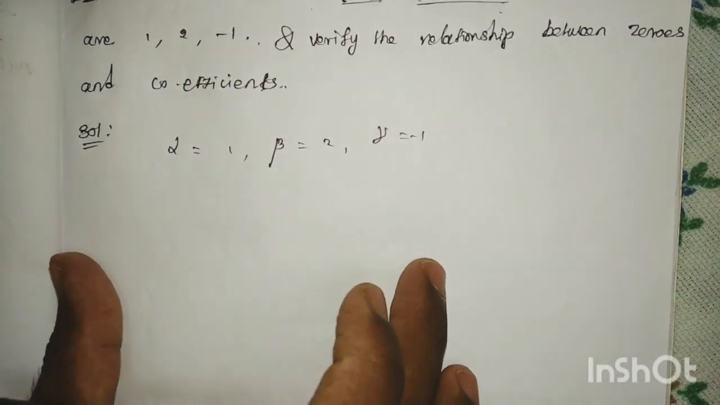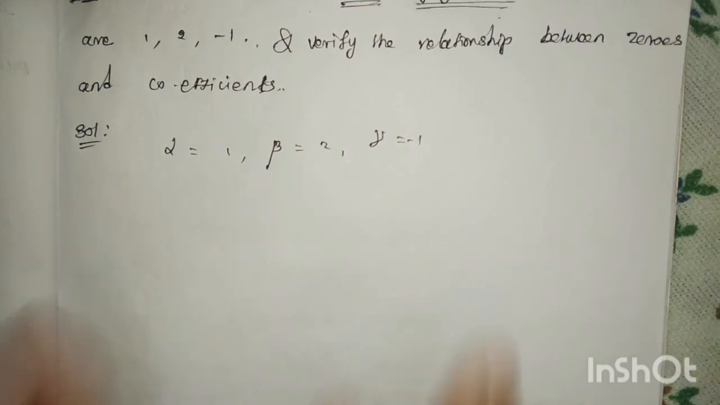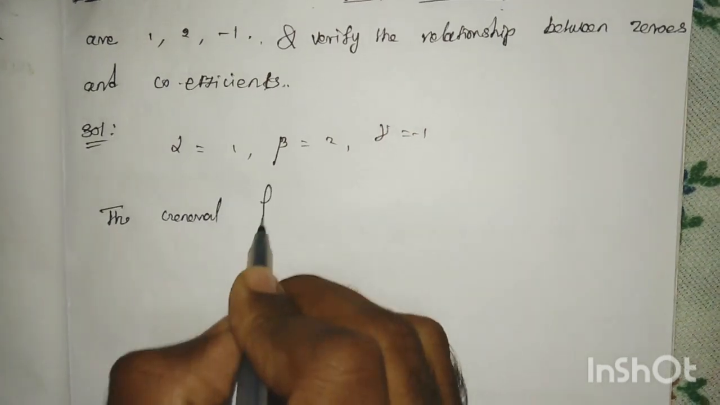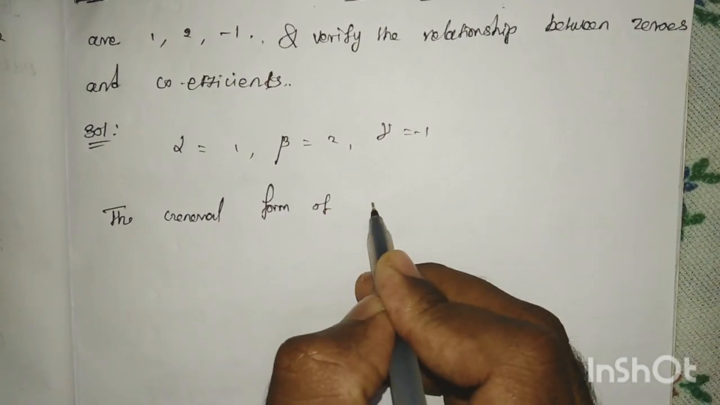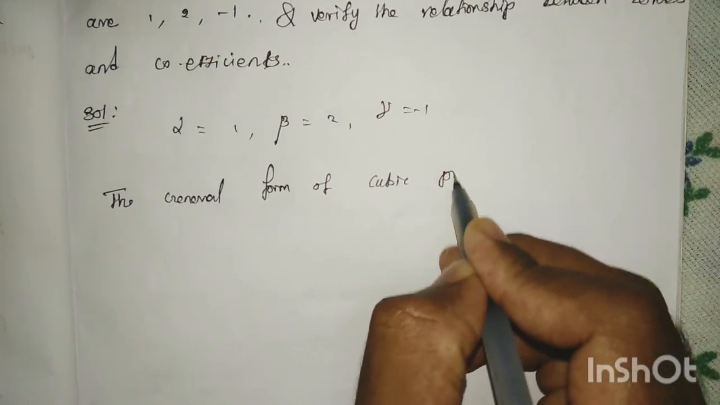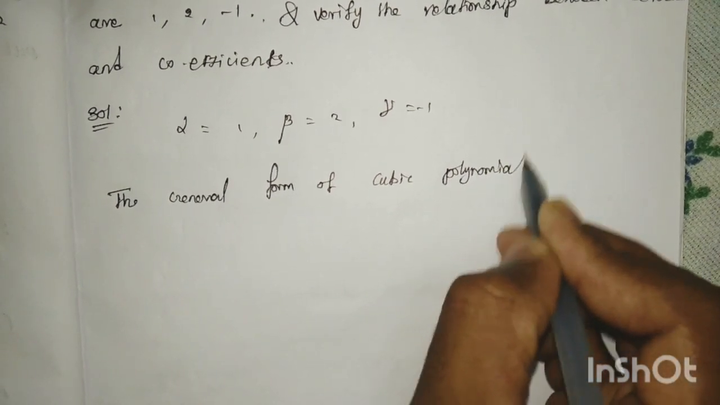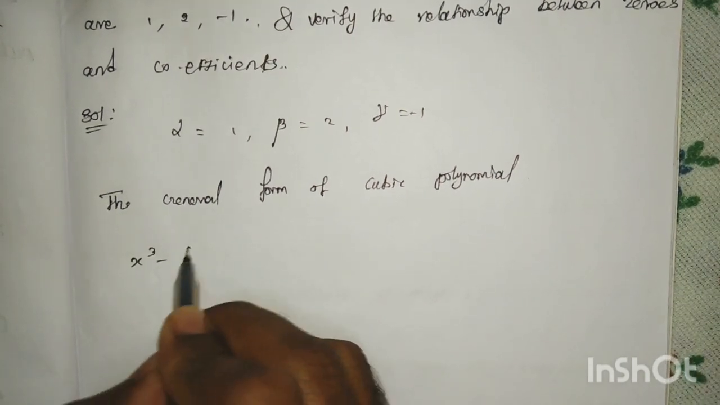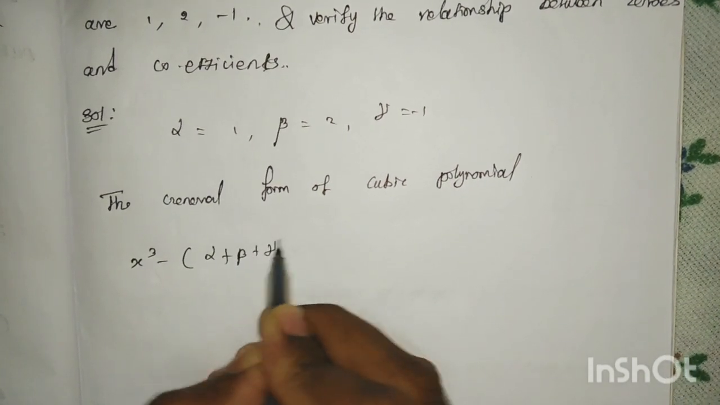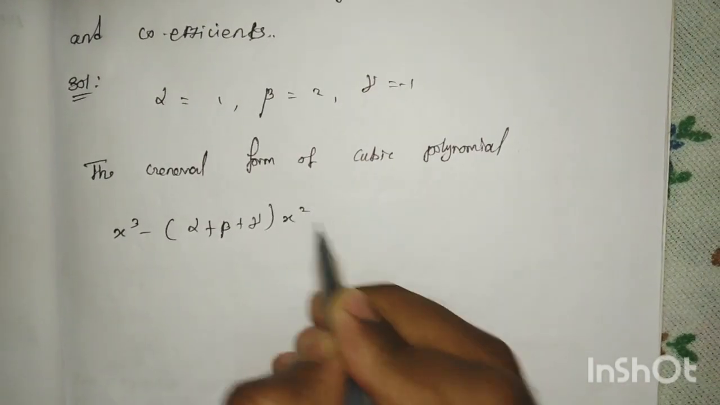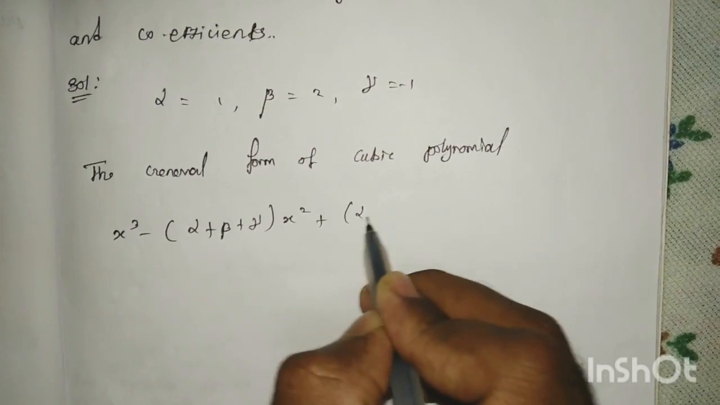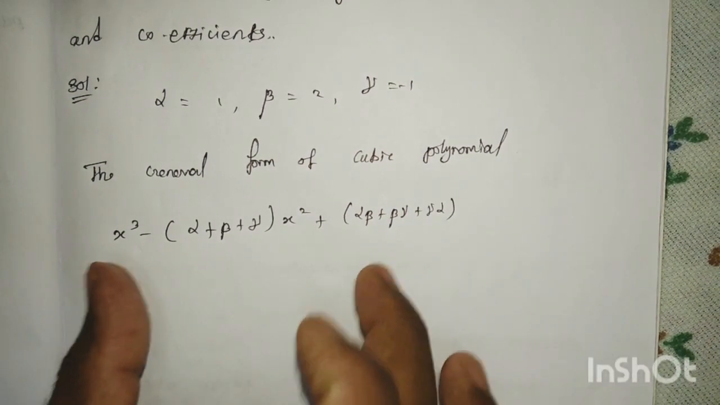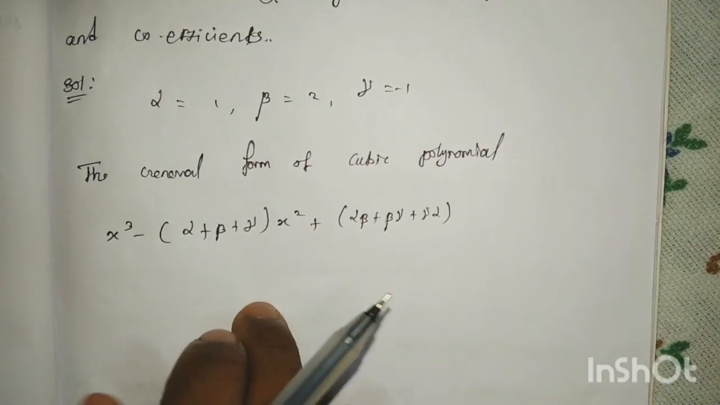Now we can find the cubic polynomial. So the general form of a cubic polynomial is x cube minus (alpha plus beta plus gamma) the whole times x square, plus (alpha beta plus beta gamma plus gamma alpha). Actually, this general form is used when they give the zeros, it is a general form, right? Check.